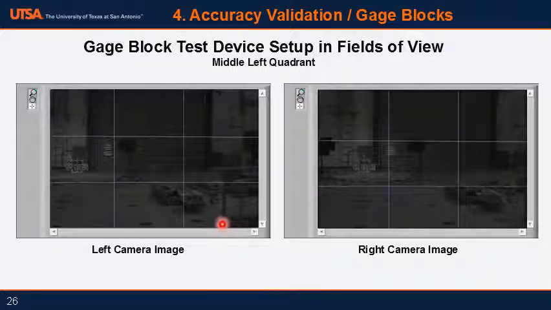Here's what it looks like as you're running the test, showing the gauge block in the middle left quadrant. So this is the middle left quadrant, and we will do this by moving it all around. Now, you may not want to move the actual gauge block. It becomes difficult, especially at 110 feet, and moving it up and down. What we typically do is keep the gauge block at the distance that we want, and we'll just rotate the cameras on the tripod so that we get the device in whatever quadrant we're looking for.